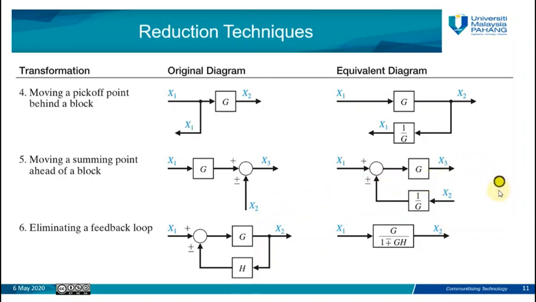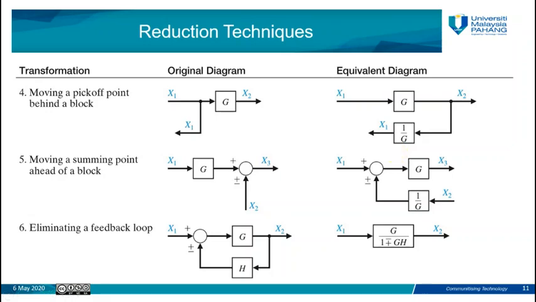When I divide x2 here by j and multiply by j, it's like I multiply x2 times 1. So it gives you the same value, which is x2 at the output, the same as the original one.